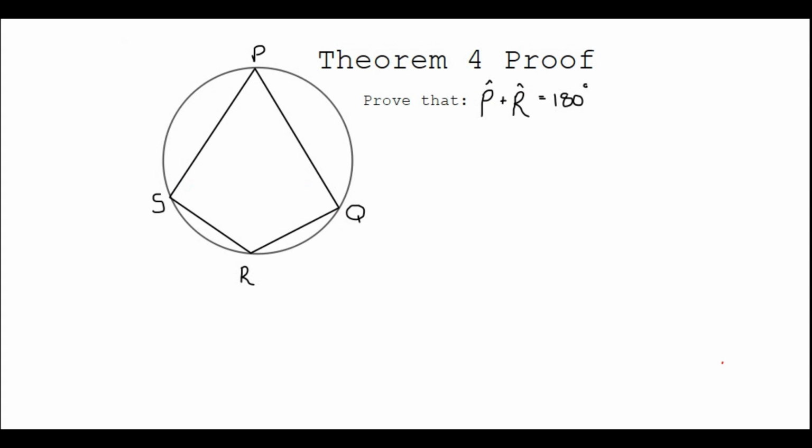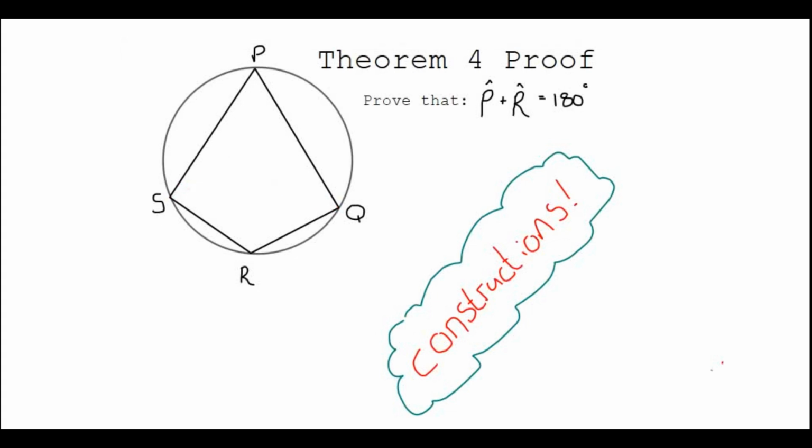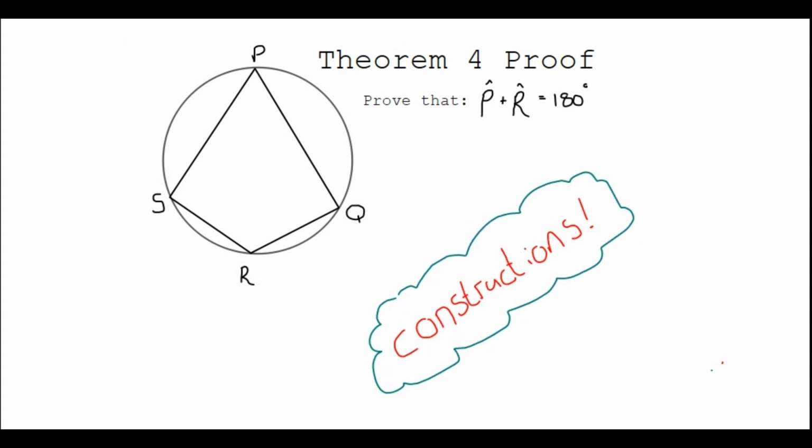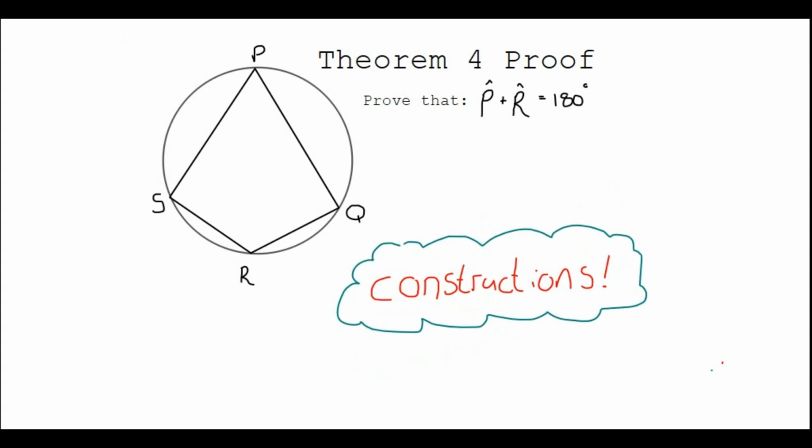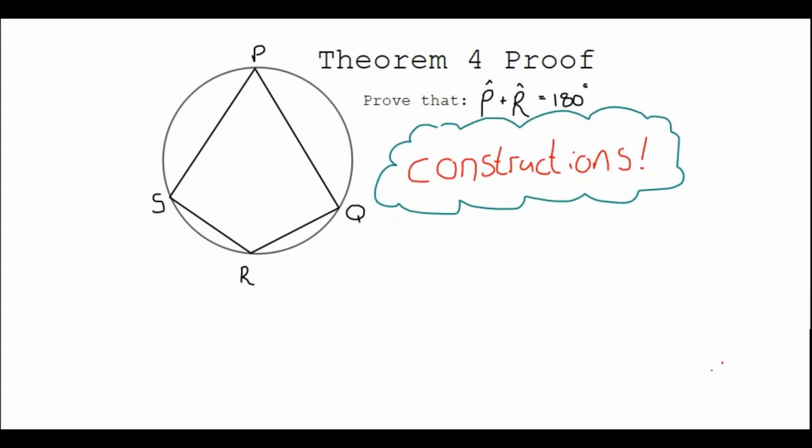Now when it comes to the proofs in circle geometry, please remember one very important thing: constructions. It is so important for you to construct what you are going to use for the proof. So let's put this dramatic bubble over there. Your first step is you need to say construct. That's for all proofs.